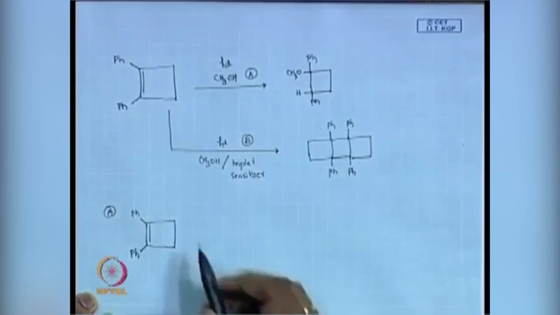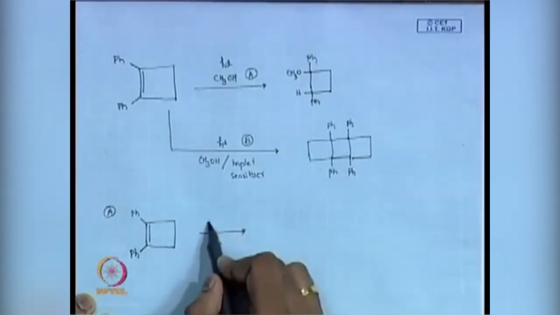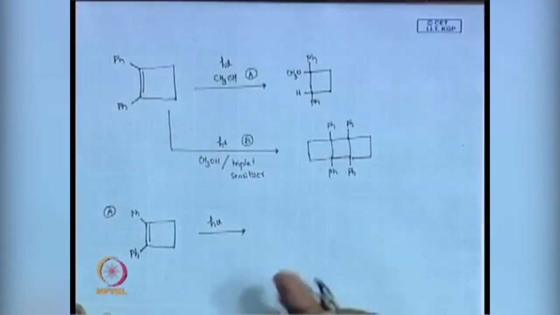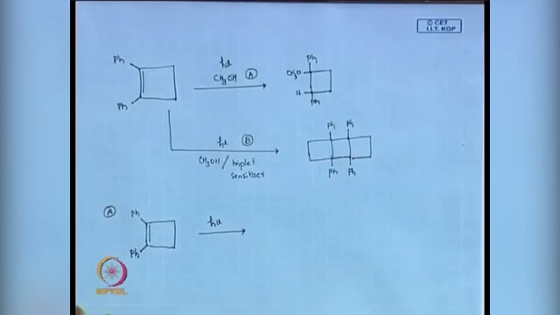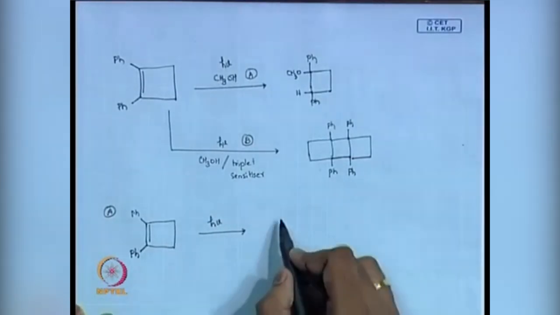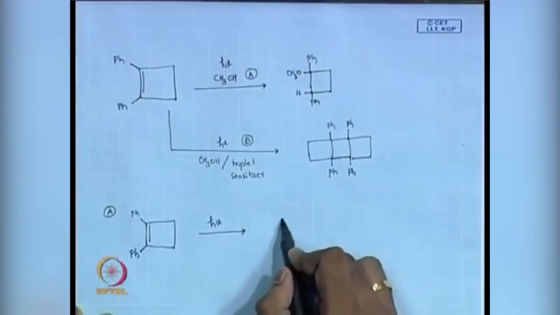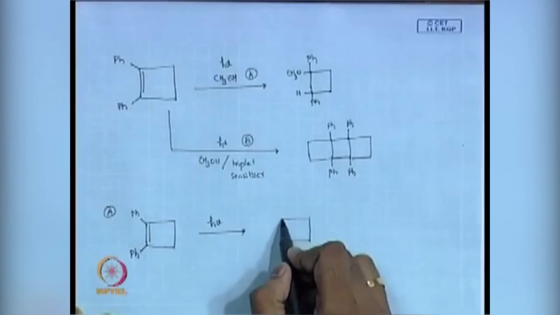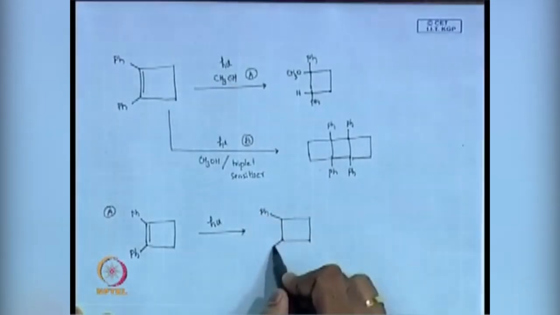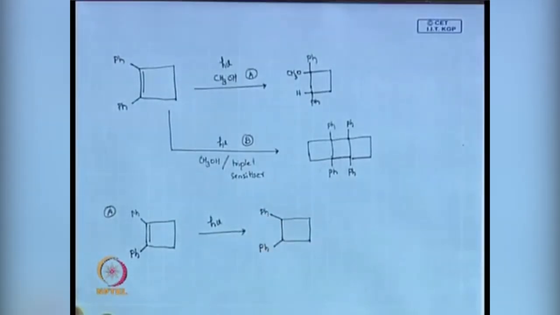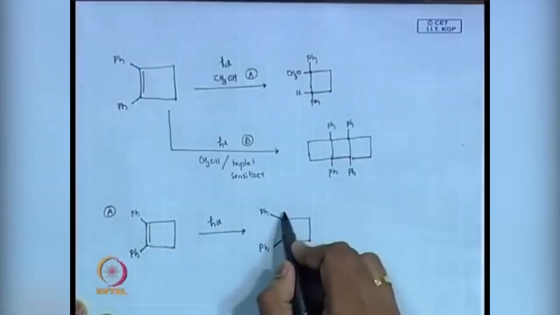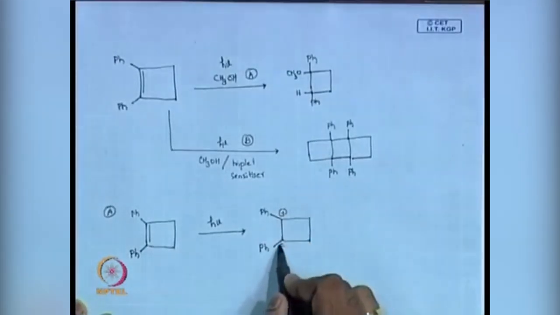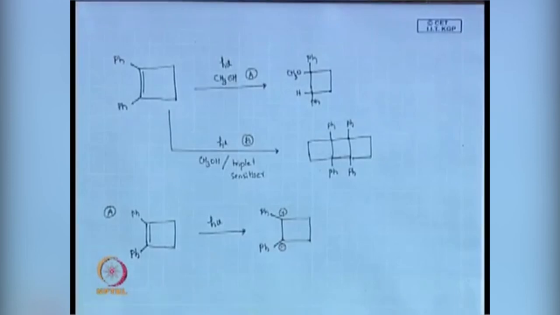And this type of alkene, you are now saying I am photolyzing that directly, fine. So, if you photolyze directly, what do you expect? How does the alkene exist in the singlet excited state if you photolyze directly? So, it should be zwitterionic, right? Should be plus and minus. That is the way it should be in the excited state.